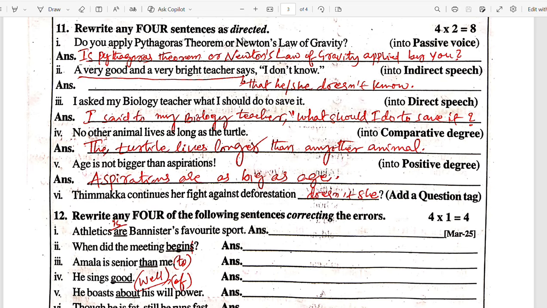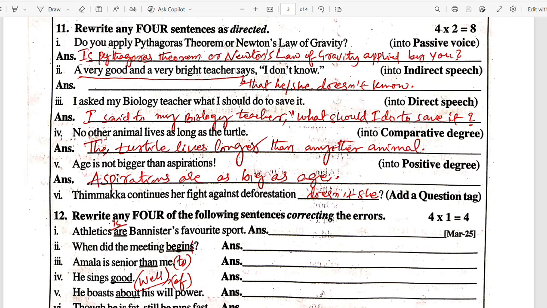Rewrite any four of the sentences as directed. Do you apply Pythagoras theorem or Newton's law of gravity? So we have to change it to passive voice. When you want to change to passive voice: is Pythagoras theorem or Newton's law of gravity applied by you? Next, it has given direct speech. You have to convert it to indirect speech. A very good and very bright teacher says, I don't know. A very good and very bright teacher says that he or she doesn't know.